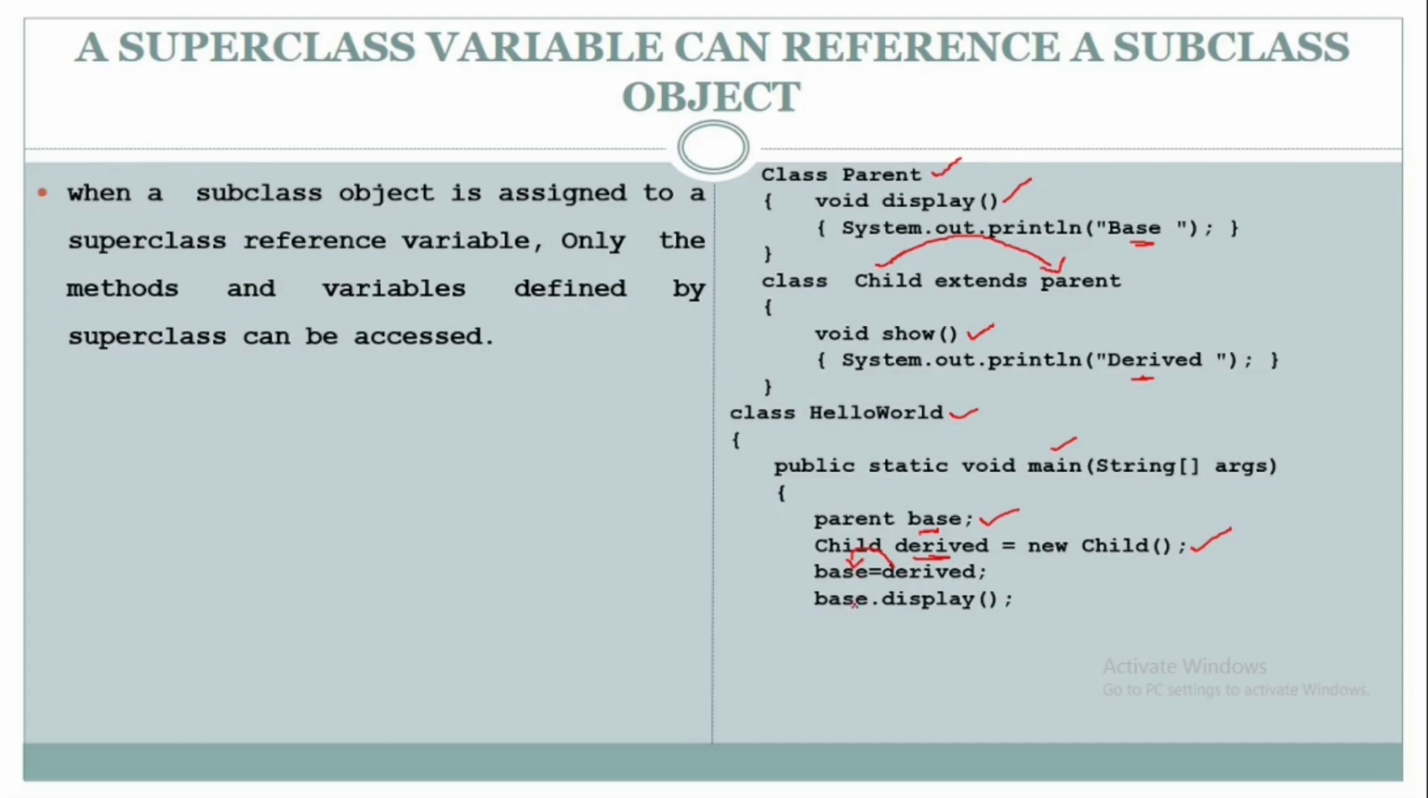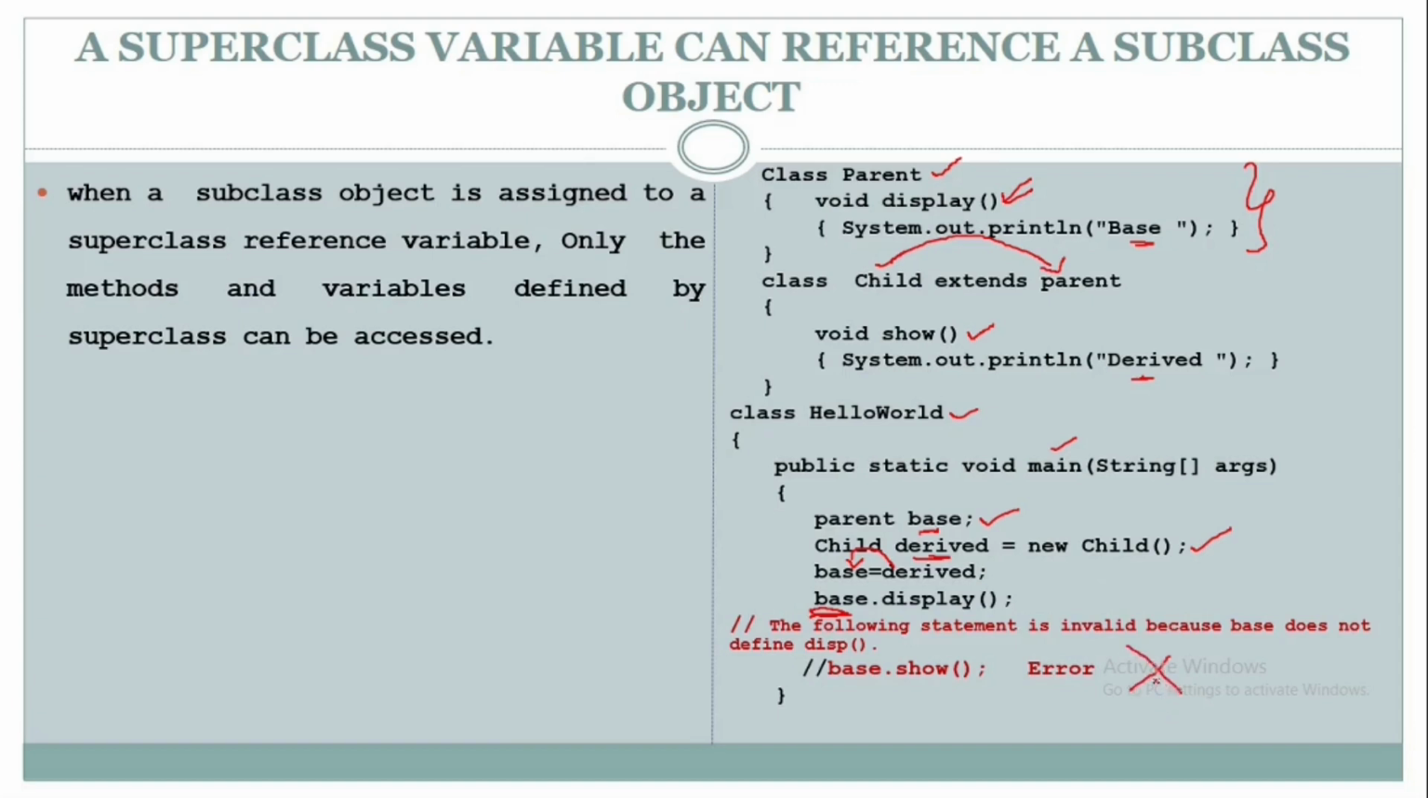Now what happens here is this superclass reference variable can access only the methods defined in the superclass, which means this base can access only the methods defined in the superclass. This base cannot access the methods defined in the child class. As you can see, if I try to do it, this statement is commented. If I try to access the show method, then the compiler will throw an error. So that is the concept.